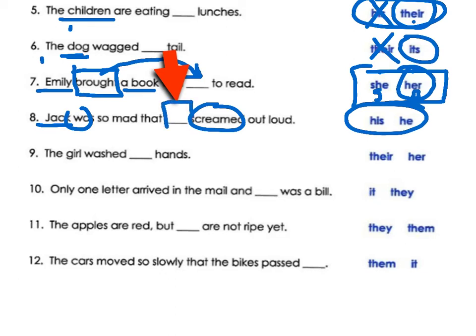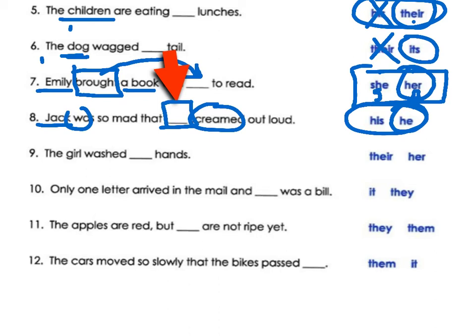Just because the pronoun is coming before a verb, before another verb, it has to be a subject pronoun. Because who screamed? You could say here, Jack screamed out loud. Jack was so mad that Jack screamed out loud. So which of these two pronouns would replace Jack in that part of the sentence, meaning just before a verb? And you'd have to say he, because his is an object pronoun, not a subject pronoun.